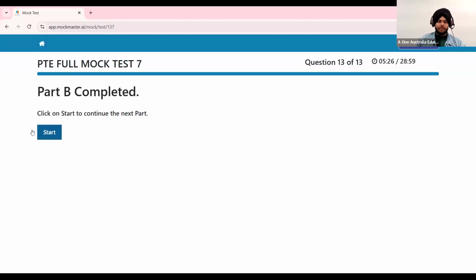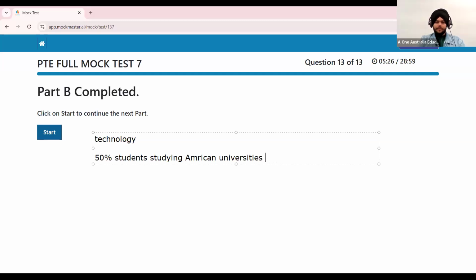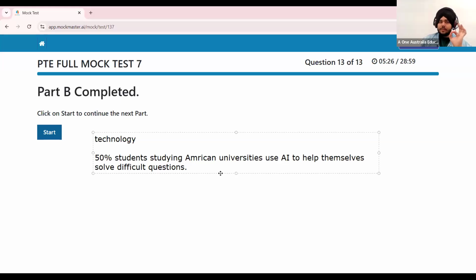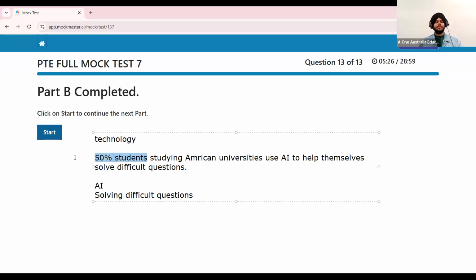Okay, guys, let's say the topic is technology, and my sentence is: 50% students studying in American universities use AI to help themselves solve difficult questions. Now, out of this sentence, the only thing I would pick is AI. That's it. Because if I say difficult questions, that's not related to my topic. But if I say solving difficult questions, that is somewhat related to my topic if I use the word AI with it. But if I say 50% students, no chance.